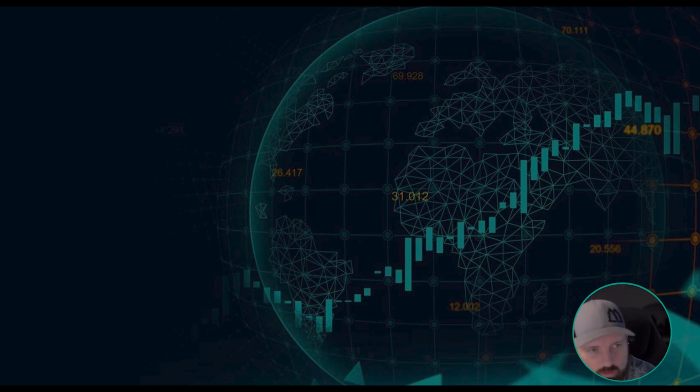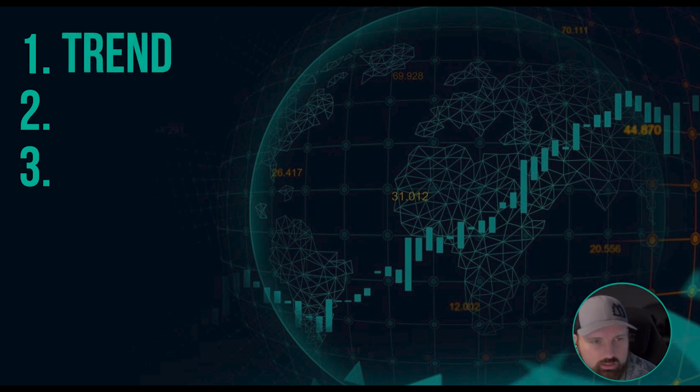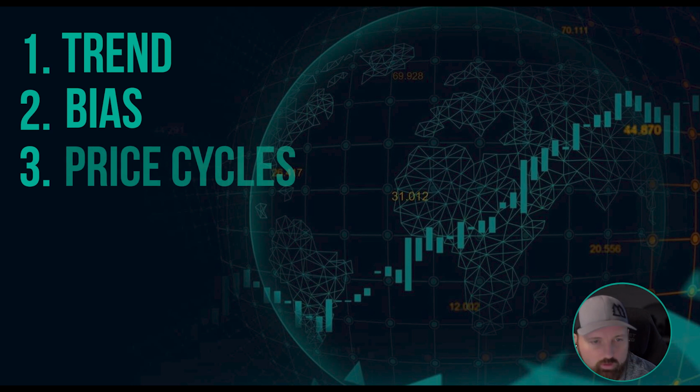Everybody in level one, the first thing I ask people to do is your 1, 2, 3s. So on your chart, I want you guys to write down what direction the trend is, then determine what your bias is, and then what the price cycles are. Current price cycles. This is current market. Every single person needs to do this before you even start trading, right? Is this 1, 2, 3: trend, bias, price cycle.